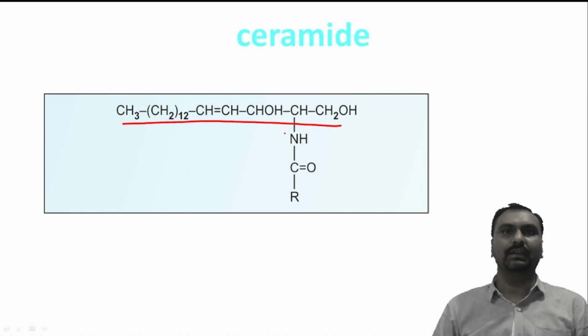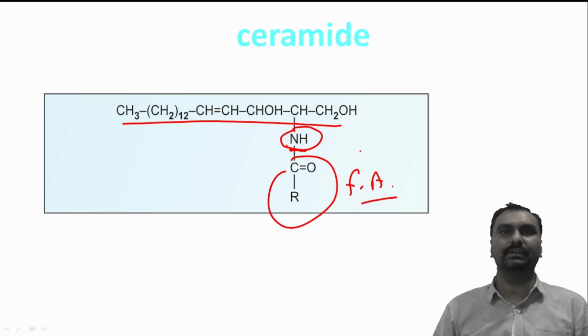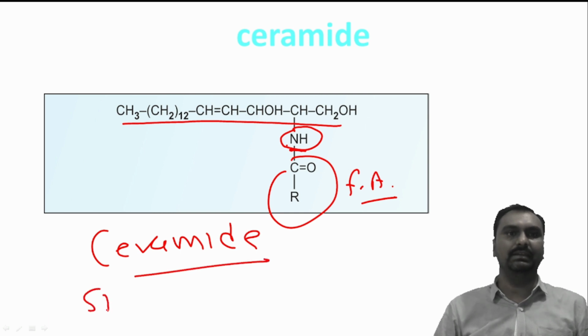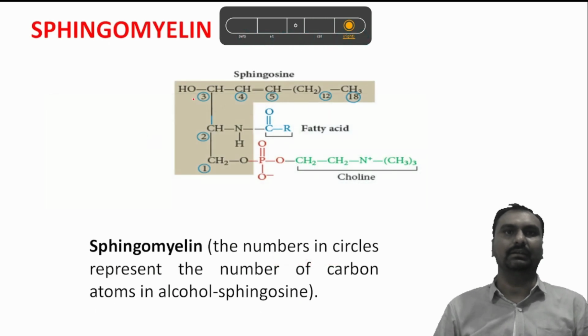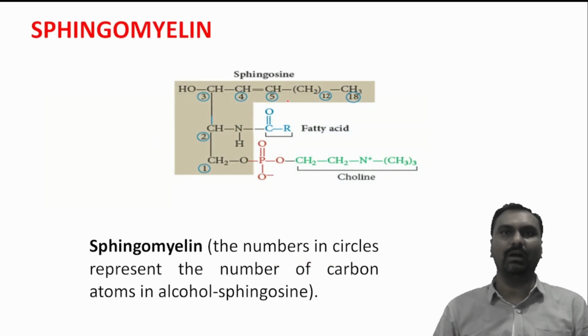To this sphingosine, at the second carbon, where there is the amino group, if a fatty acid is attached to the amino group, it is called a ceramide. So ceramide is sphingosine plus fatty acid, right? That is ceramide. So you can see this is the 18 carbon amino alcohol.